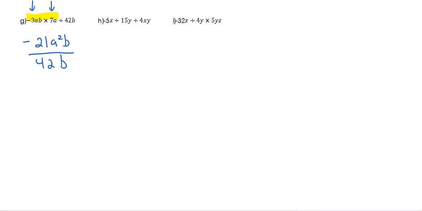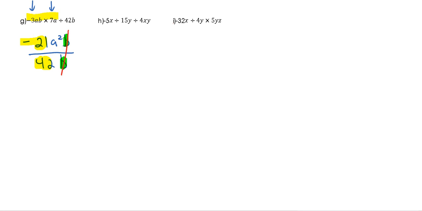If I have negative 3 and if I times that by 7, I should get negative 21, and then a squared b divided by 42b. Alright, so as mentioned in my previous examples here, I have a b there and a b there. So if you have a b on top and the bottom, they just cancel off. And then I'm going to highlight this negative 21 and this 42. Sorry, it's not 4, it's actually 42.